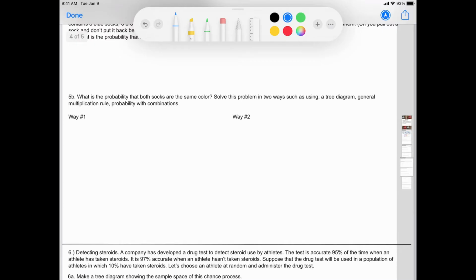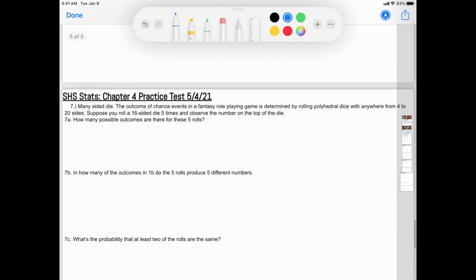Thank you. All right, let's go down to question number 7. Many-sided die. The outcome of chance events in a fantasy role-playing game is determined by rolling polyhedral dice with anywhere from 4 to 20 sides. Suppose you roll a 16-sided die. Okay, so that basically means that this thing has the numbers 1 to 16, and this is not the case of just 1 to 6. And you're going to roll it 5 times and observe the number on the top of the die. How many possible outcomes are there for the 5 rolls?